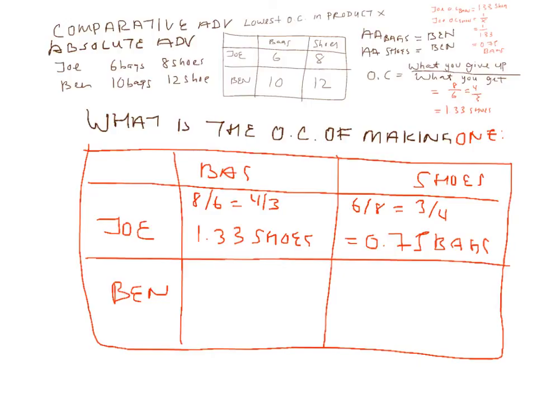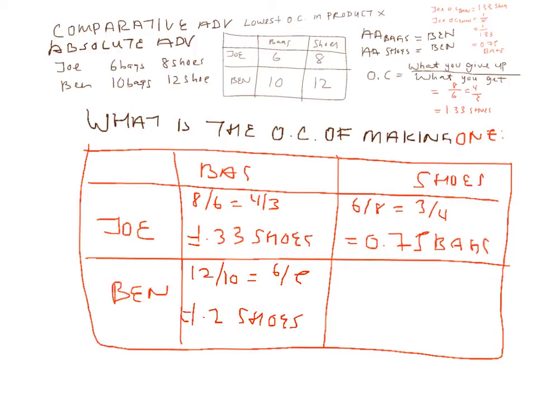Now we do the same for Ben. If Ben is going to make just bags, it's 10 bags, but he gives up 12 shoes. 12 over 10, correct answer. 6 over 5, correct answer. 1.2 shoes, correct answer. So you've got 3 correct answers. And then just the reverse. It will simply be 1 over 1.2, 0.83. But let's say you learned how to work it out yourself.